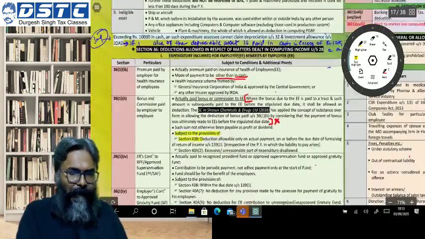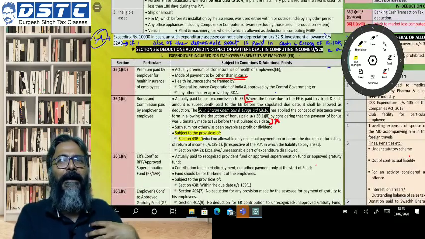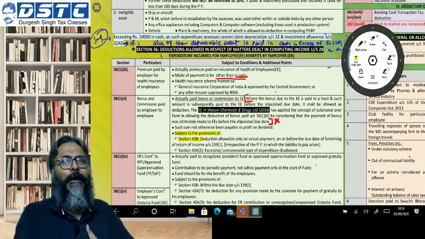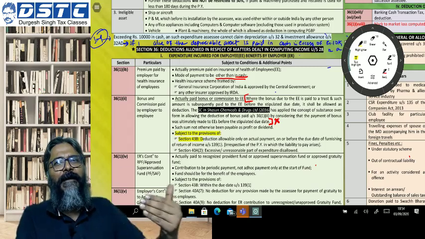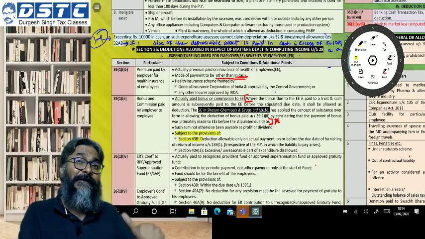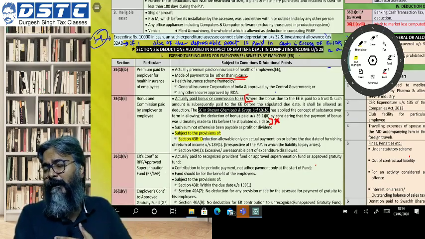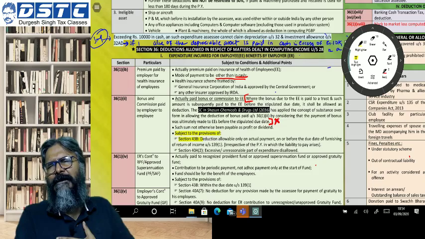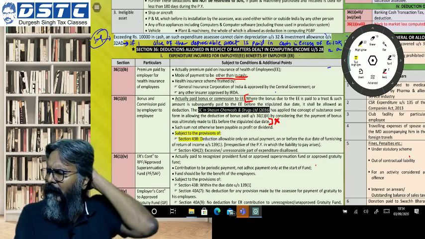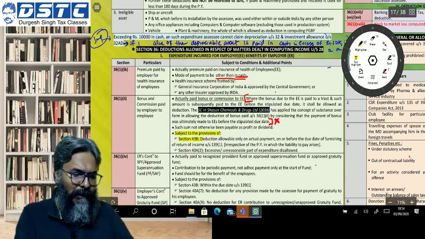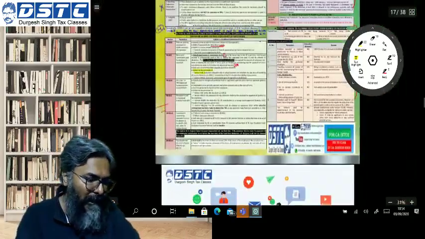Okay, so therefore, if I'm paying bonus and commission to my relative, I'm an employer, and I'm paying my relative bonus and commission in excess of the fair market value, then whatever is the excess amount that I have debited, students, that excess amount will be disallowed.